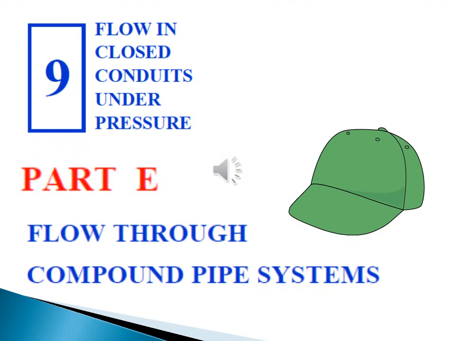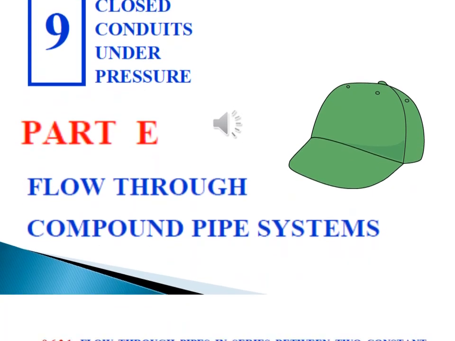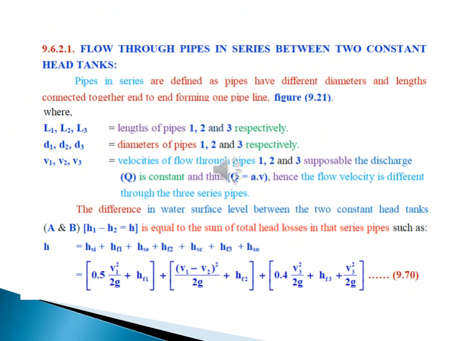My dear, continuing Chapter 9, flow in closed conduits under pressure. Part E: flow through compound pipe systems. Flow through pipes in series between two constant head tanks.